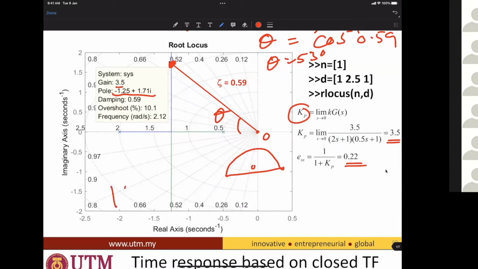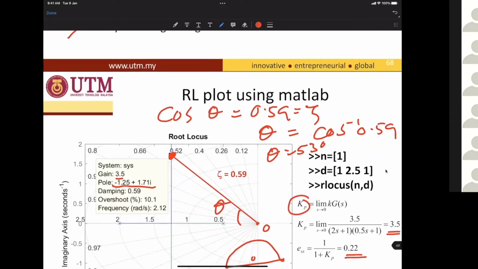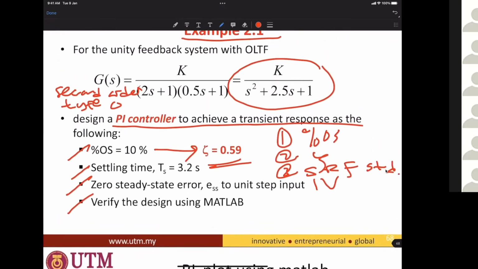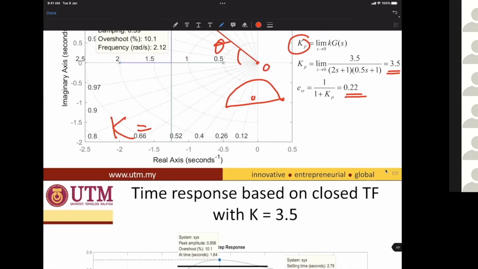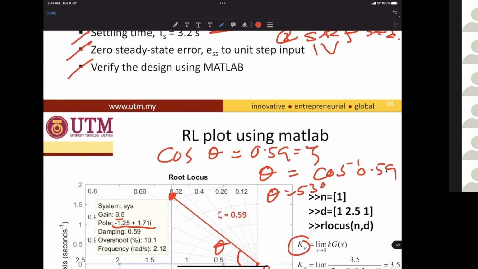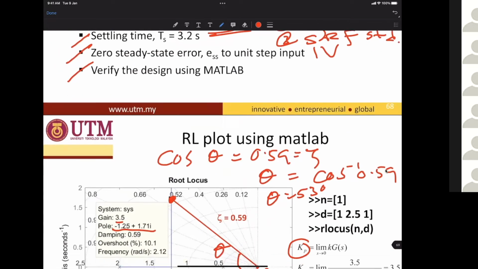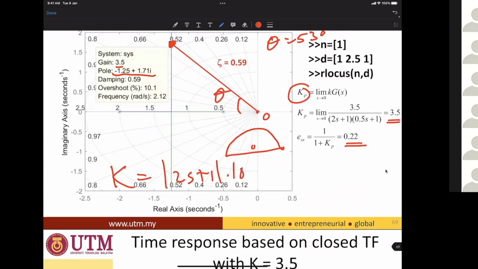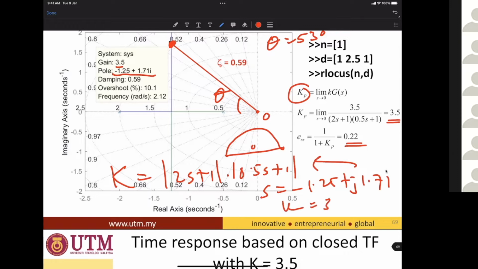Gain tu adalah K sama dengan tu dia, 2S plus 1 multiply 0.5S plus 1. Okay, gantikan S sama dengan minus 1.25 plus j1.71 ke dalam. So, K sama dengan 3.5. Jangan tak tahu, mesti tahu ni.